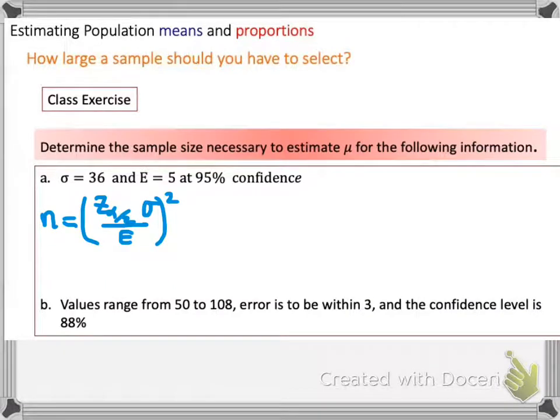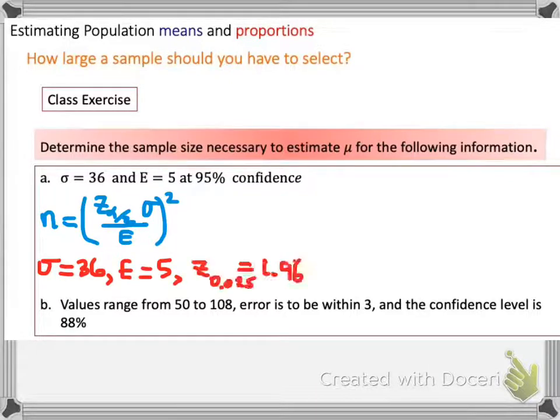So for instance, we want to determine the sample size necessary to estimate the population mean for the following information. Population standard deviation is given as 36, the error range is given as 5, at a 95% level of confidence. So our formula is as shown: n equals Z sub alpha over 2 times sigma divided by E, everything squared. We know that sigma is 36, we know that E is 5, and we know Z sub alpha over 2.